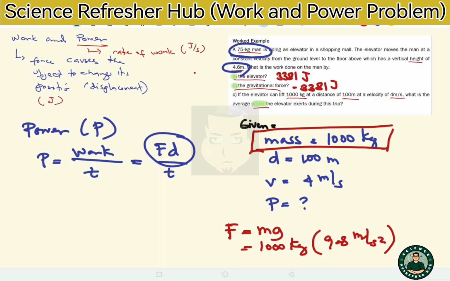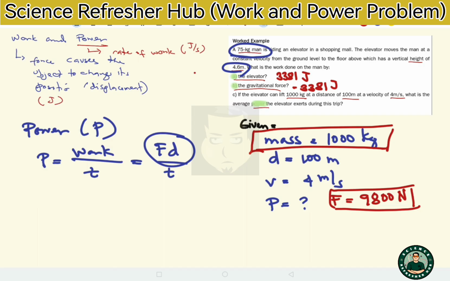So 9.8 times 1,000, the answer is going to be 9,800 kilogram meter per second squared, or we can conveniently write it as Newton. So our force, I will put it here, force or F is just 9,800 Newton.